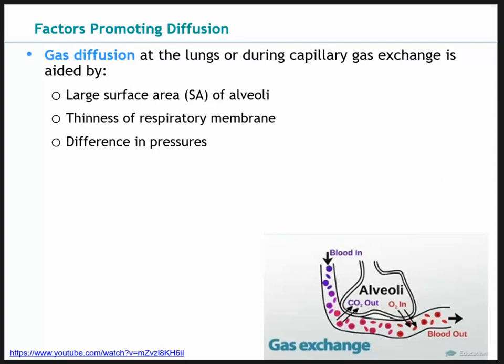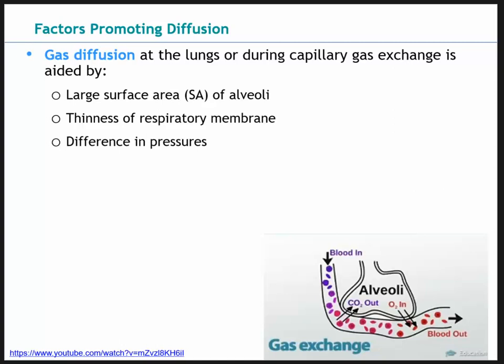So first, let's recall gas diffusion. Gas diffusion at the lungs, or during capillary gas exchange, is aided by 3 factors. This is also a question, maybe the first question on your assignment, talking about gas diffusion and what helps it. First, a large surface area of alveoli. We already said a number; it's up into the 480 million range of alveoli. We also know there's a very thin respiratory membrane, and it's permeable.